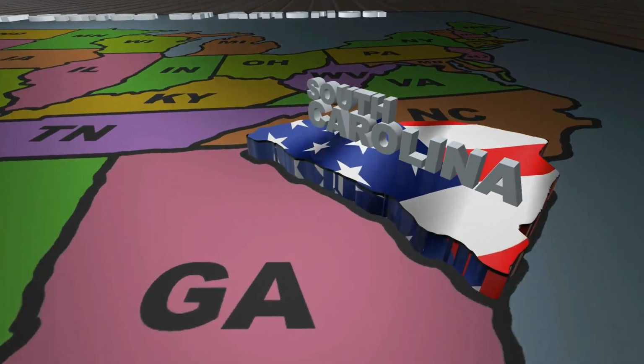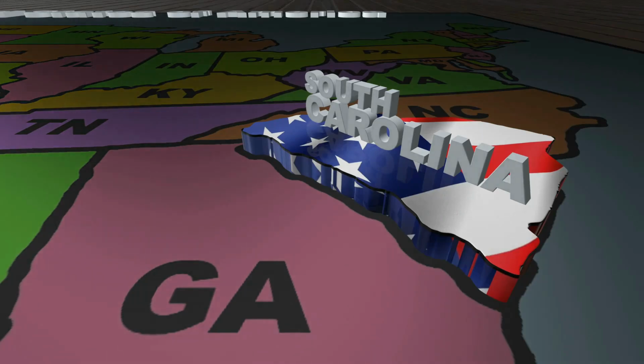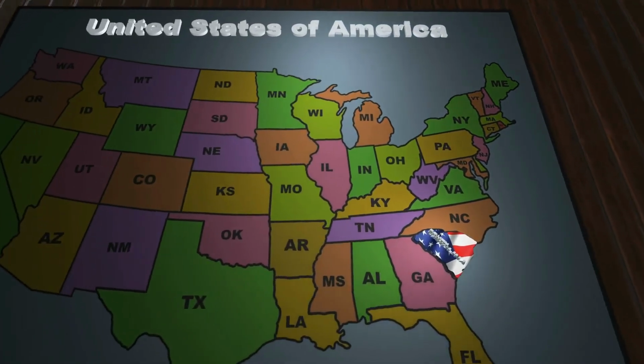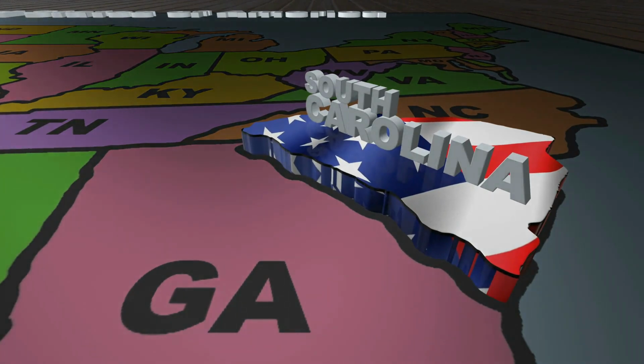Jackson asked Congress to allow the federal government to collect its tariff by force if necessary, but he also supported a compromise bill that would lower the tariffs. In 1832, Congress passed both laws. South Carolina accepted the new tariff and repealed the Nullification Act, ending the crisis.